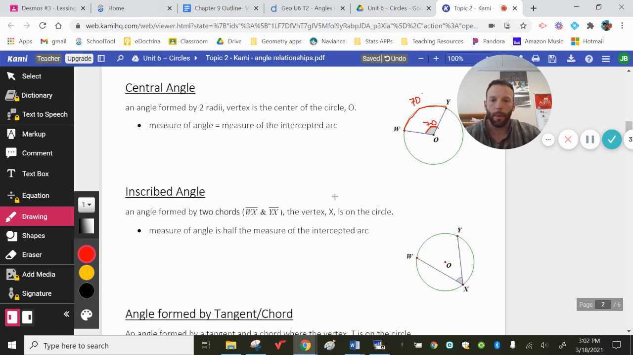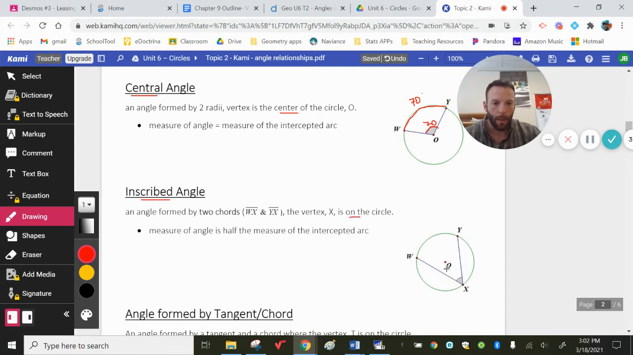The next one is an important one called an inscribed angle. This is an angle formed by two chords. In this case, the segments WX and WY are the two chords, and the vertex X is on the circle. With the central angle, the vertex is the center of the circle. In an inscribed angle, the vertex is on the circle.